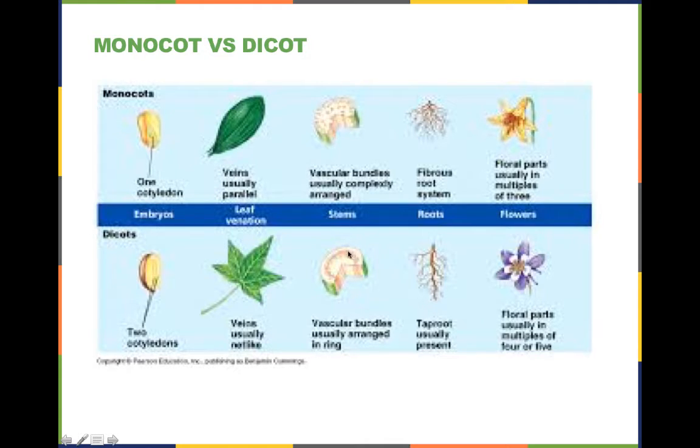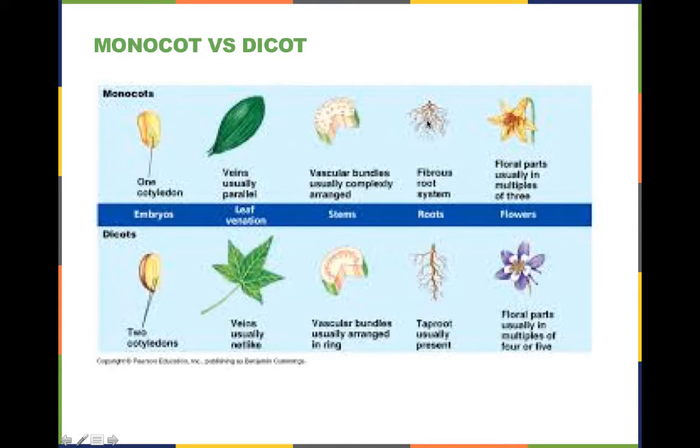So all the vessels are in this part. This tissue in here is ground tissue. This tissue on the outside is ground tissue. And this ring represents the vascular tissue. Compared to monocots, where the vascular tissue is sort of dispersed throughout. Each of these little dark sections here represents a vascular bundle.